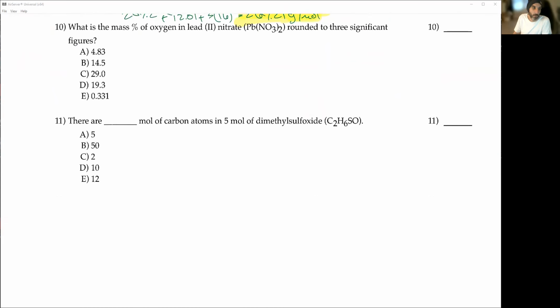All right, next up, what is the mass percent of oxygen in this lead nitrate compound? Again, we're going to do the same exact setup in terms of determining this, the part over the whole. So in order to get percent oxygen, I need the mass of oxygen over the mass of my lead nitrate times 100. So what are my values?